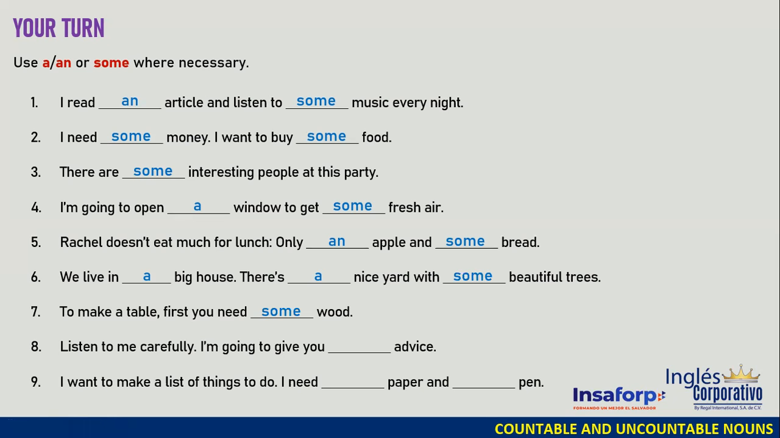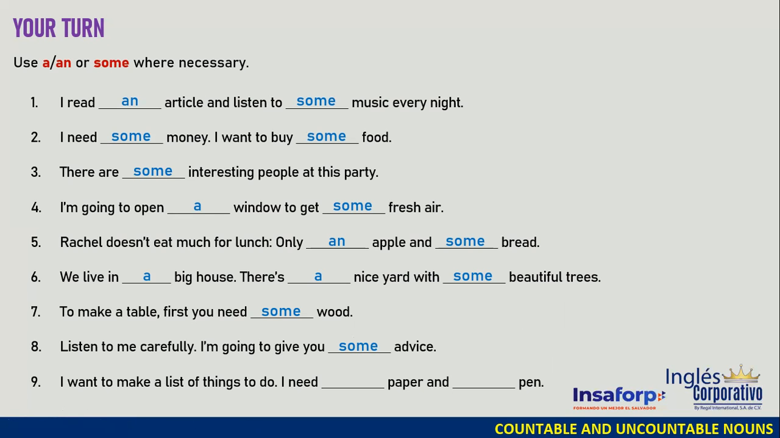Listen to me carefully. I'm going to give you some advice. Muy bien. Advice. La palabra advice es incontable, ¿verdad? Yo no puedo decir an advice. ¿Por qué? Porque es incontable. Entonces decimos a piece of advice. Un consejo, podemos decirlo a piece of advice. En español sería una pieza de consejo, pero en realidad no es eso, es un consejo. Pero es la forma en la que lo decimos en inglés. A piece of advice o some advice.